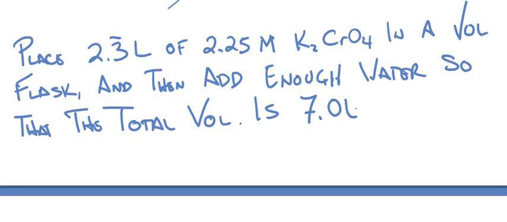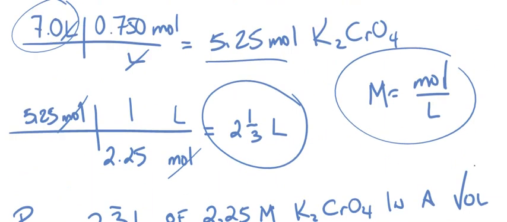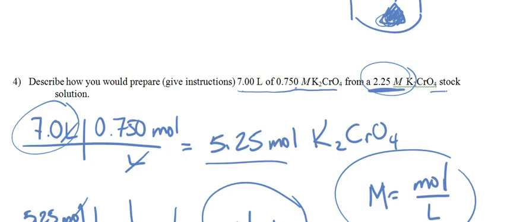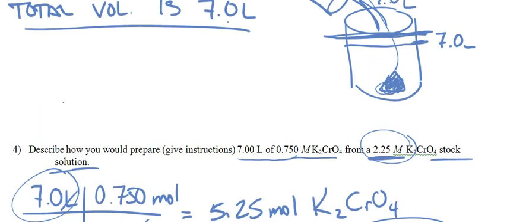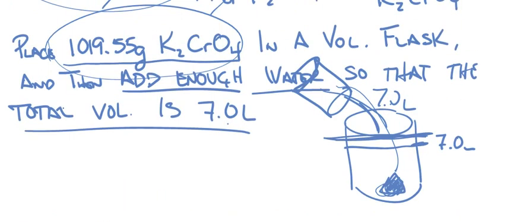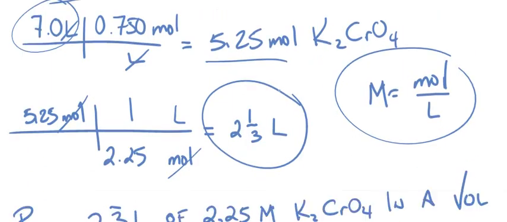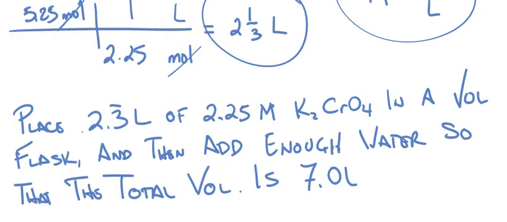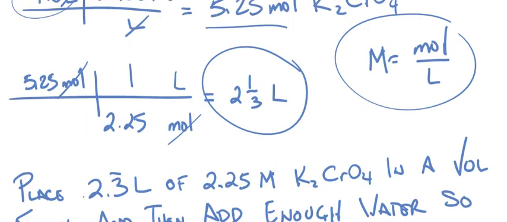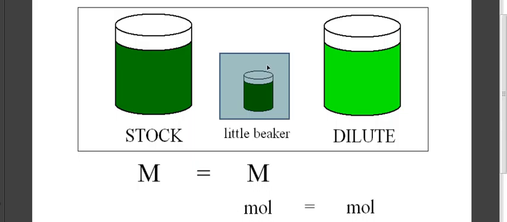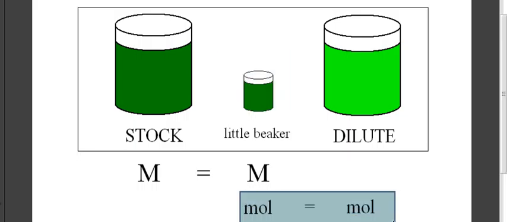So again, we have to recognize that if you have a stock solution, that means that you have a liquid. If it says that you have a solid, that means you have to find out the mass. All right, so again, we want to calculate what volume is needed. We need to find out what volume is needed of the little beaker from the stock so we can get our number of moles.